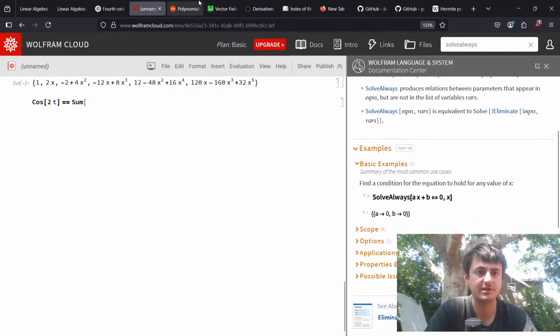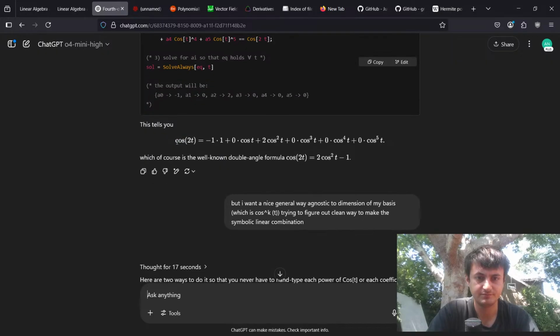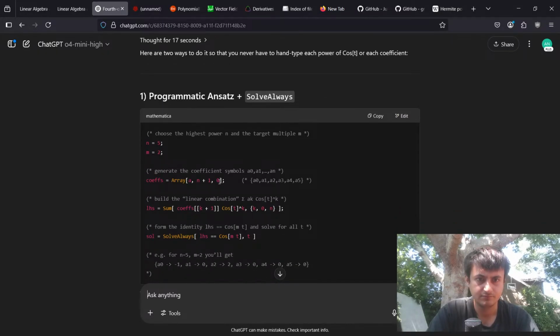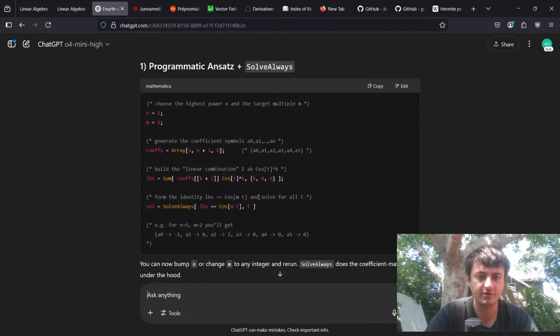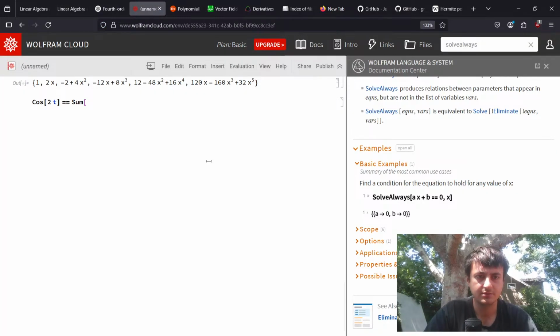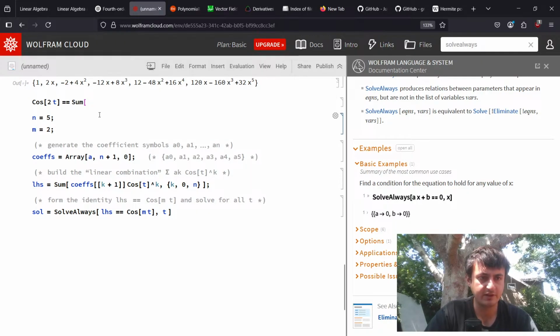Oh, that's interesting. Okay. Oh wow, I've never even seen that before. That's cool. This is really nice. I like this. So you have n equal 5, m equals 2. Okay, what is array though? I've never seen array.